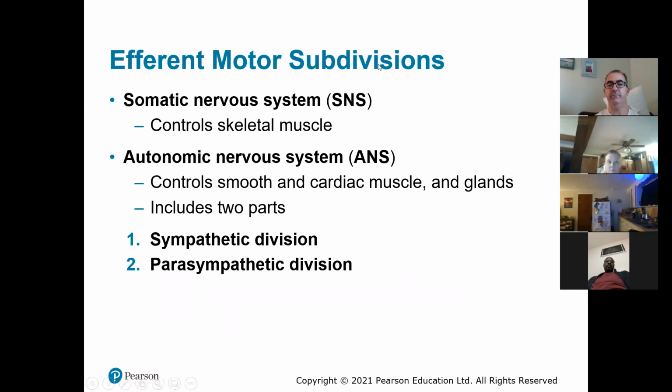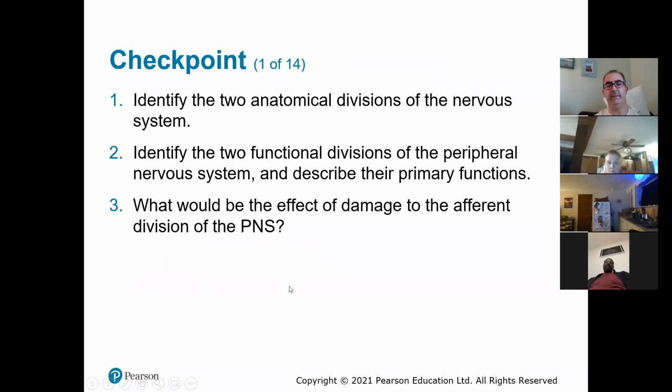The efferent motor division is subdivided into somatic and autonomic. Somatic is voluntary, so it controls skeletal muscle. Autonomic is automatic, involuntary, and controls smooth and cardiac muscle and glands. And the autonomic is further divided into sympathetic and parasympathetic.